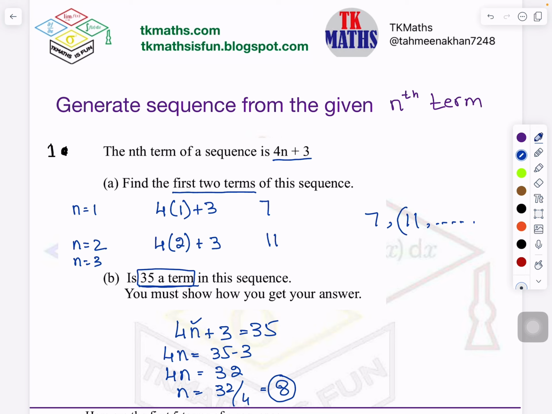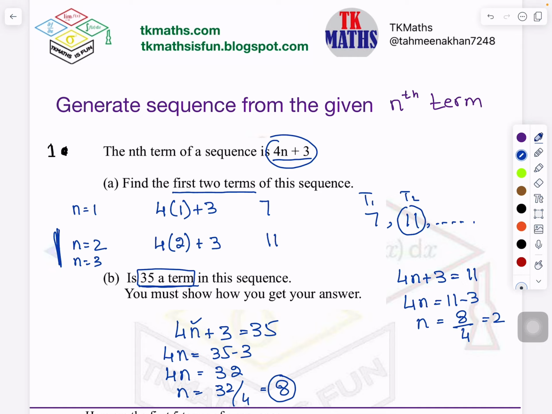If I want to check 11 is which term? Suppose I don't know all this. So what will I do? I will put 4n plus 3 equals 11. 4n equals 11 minus 3. n equals 8 upon 4. And I will say, oh, it is the second term. So this is also right. We have checked it.